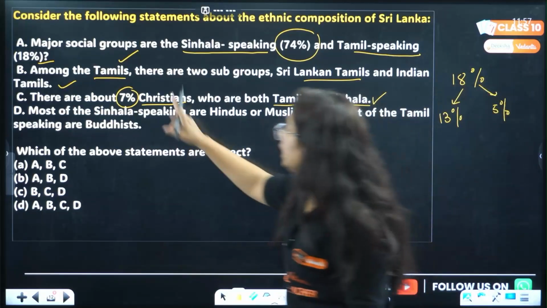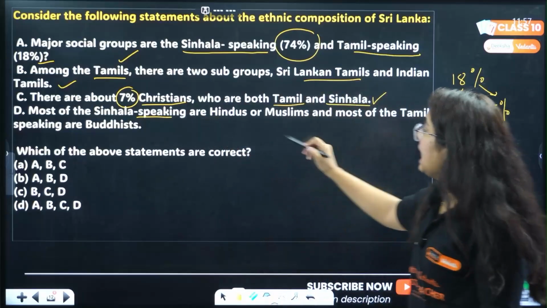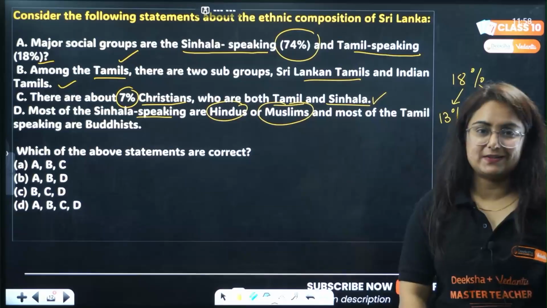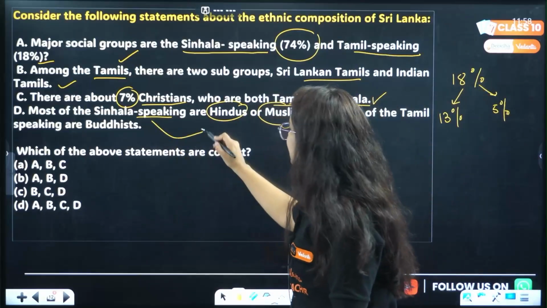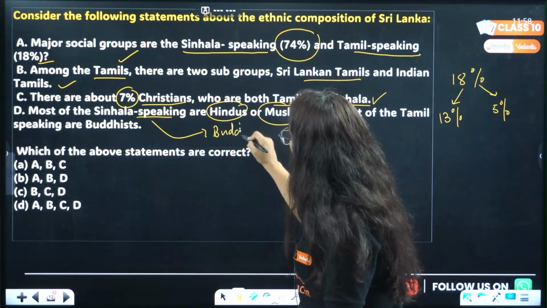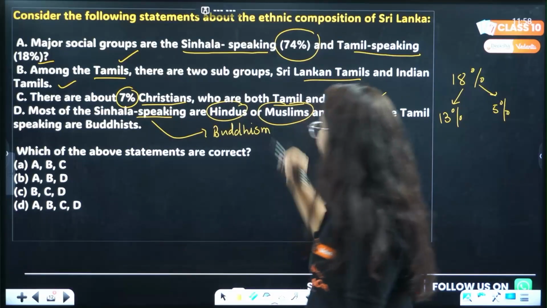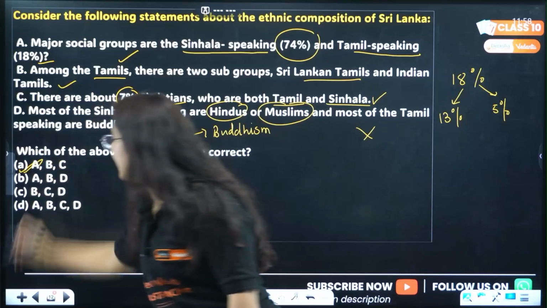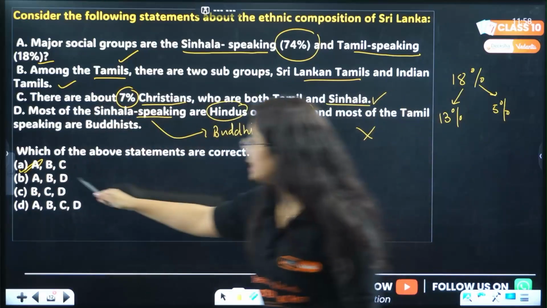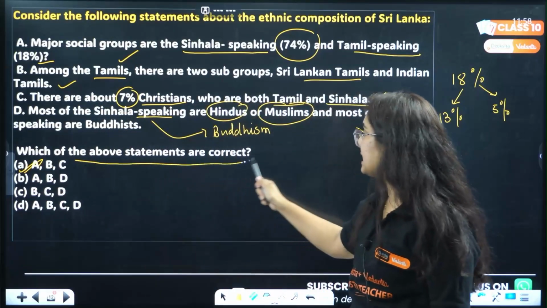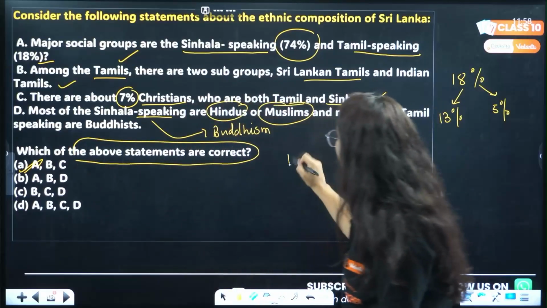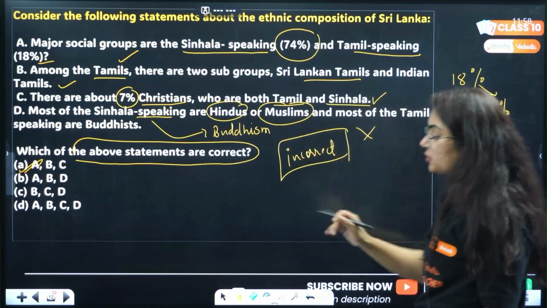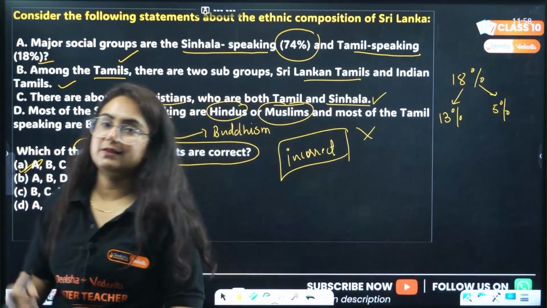Moving to the fourth one. Most of the Sinhala speaking are Hindus or Muslims, and this is where the mistake is. Right? Most of the Sinhala people follow the religion Buddhism, and hence option D is not correct. We get the answer, that is A, B and C. Read the statement, which of the following are correct? Because what happens sometimes, incorrect can also be asked. So pay attention, read the question very nicely before answering it.